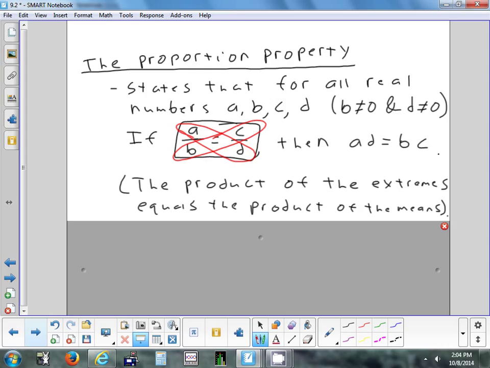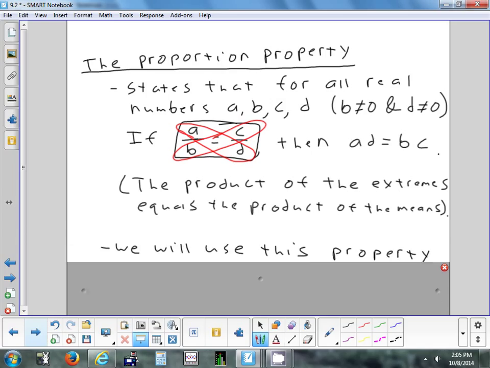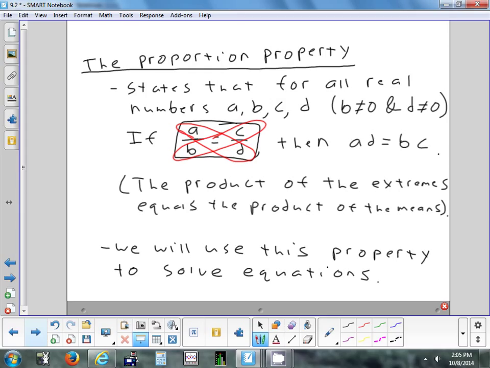Okay, so that's where you might have seen cross multiplying before. How many people have seen that before? Product of the extremes equals the product of the means. We didn't just do that. We used our basic properties of equation solving before. This is like cross multiplying, like butterfly or whatever you want to call it. So we're going to use this property to solve some equations, okay?